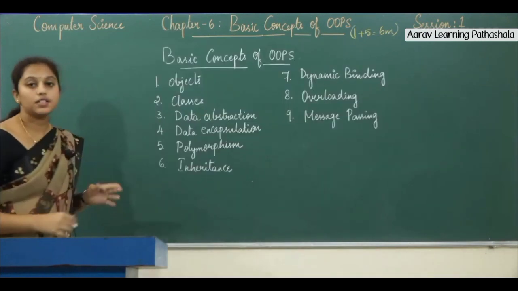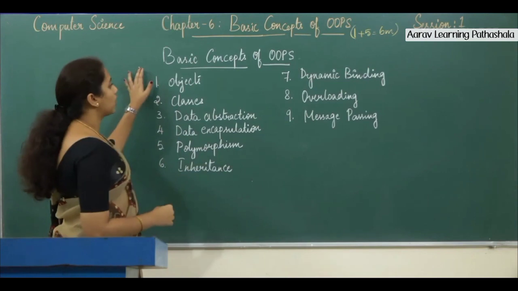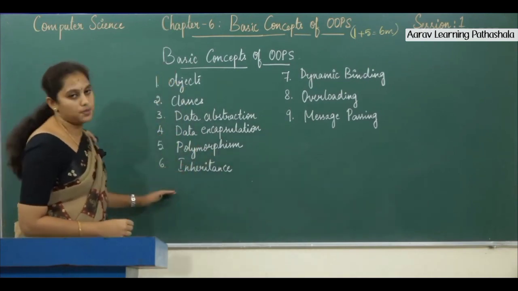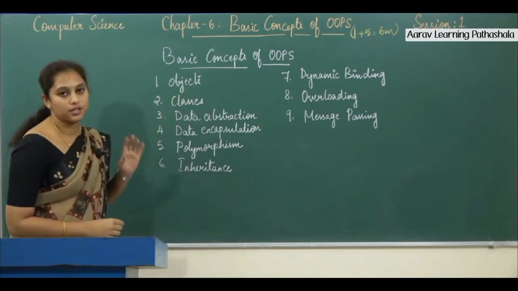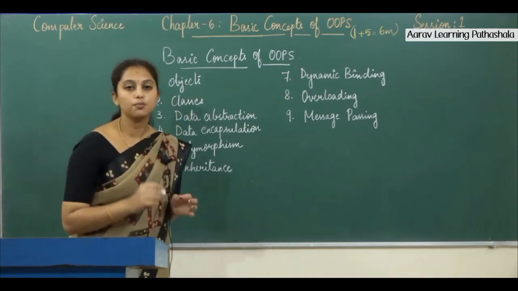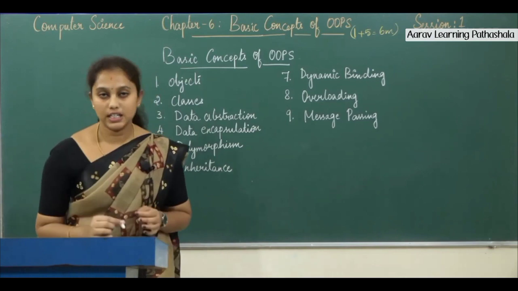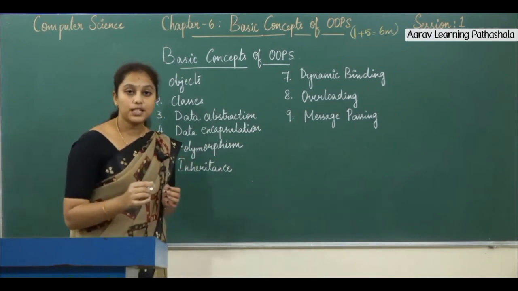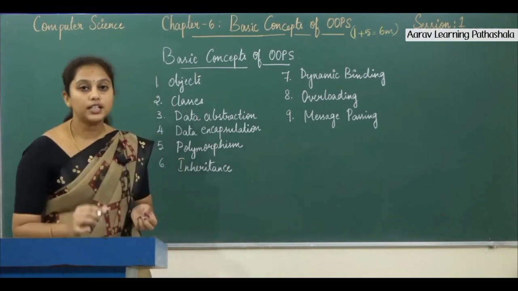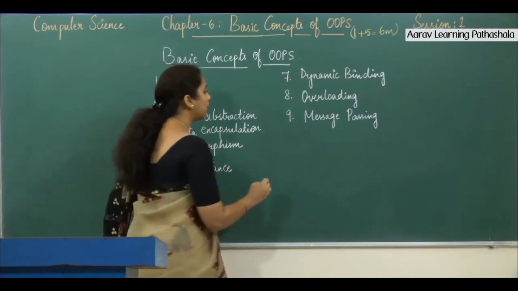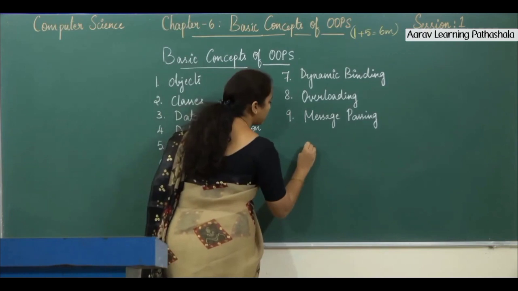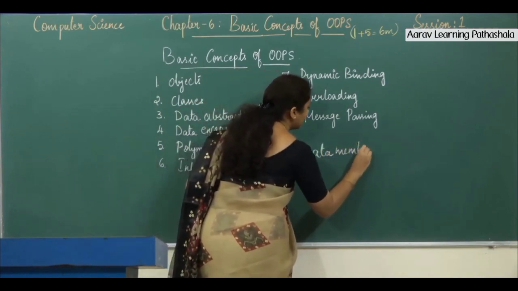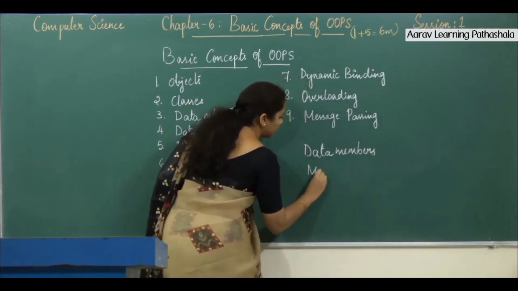Yes, the next concept is basic concepts of OOPS. The following are all the characteristics of OOPS. The first one is objects. What is an object? An object is a real world entity. It can be a place, a person or anything. An object is a collection of data members and member functions.